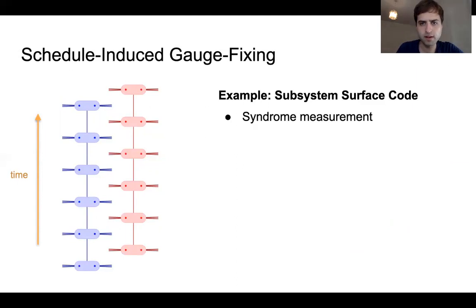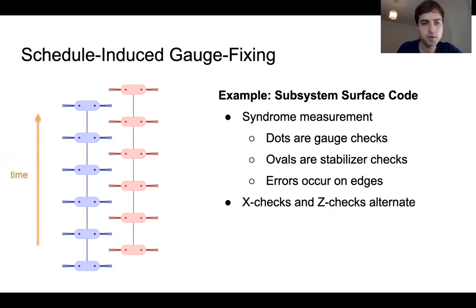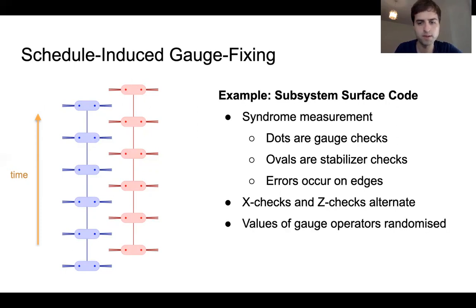Before explaining that, let's look at the subsystem surface code in terms of syndrome measurement in this more abstract notation. So the dots here represent the gauge checks, and the ovals are the stabilizer checks. This oval corresponds to the product of the 2 gauge checks it encloses. And errors occur on edges. We can see that the X checks and the Z checks alternate in the standard schedule used for the subsystem surface code. And the values of the gauge operators are randomized, and that's because each Z check anti-commutes with an X check. So measuring this Z gauge operator immediately after this X gauge operator means that the Z gauge operator will be randomized.